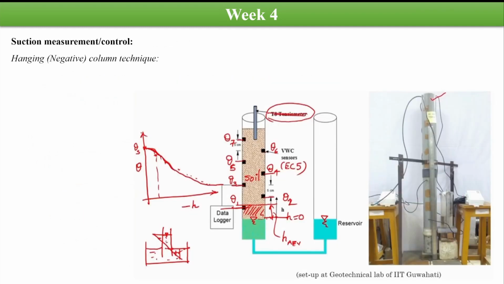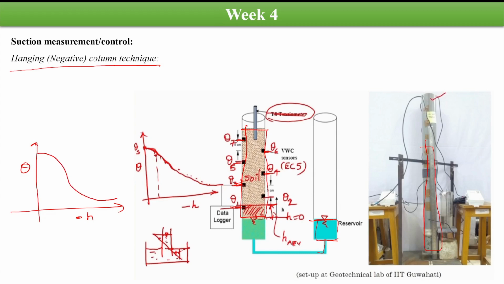So we have studied the prediction model, and when we come to suction, we have already seen in the theoretical class that there are several techniques for the measurement of suction and for the control of suction. So one of the techniques is the hanging water column technique, and in this one we have a soil column which is subjected to a particular head of water. And as you can see here, this is the soil column which is subjected to a particular water head. And then sensors are provided at different locations to determine the volumetric water content. Based on this experimentation, we can plot the graph between the volumetric water content versus this pore water head, right? And we can determine the suction values.